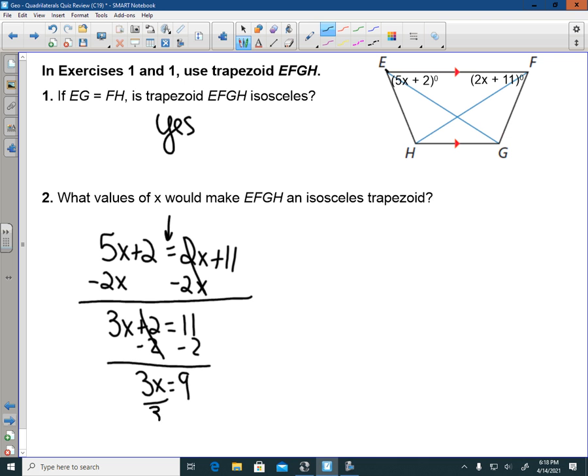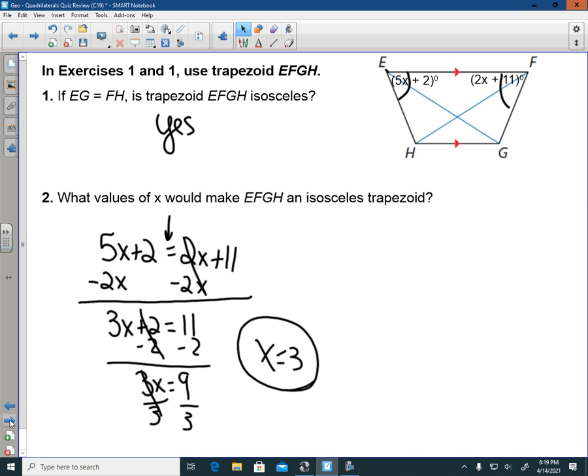And then dividing both sides by 3, you get that x equals 3, and that is the value of x that makes this angle congruent to that angle. And then that is also the value of x that makes it an isosceles trapezoid. Because if the base angles are congruent, if just one set of base angles are congruent, then the trapezoid is isosceles.